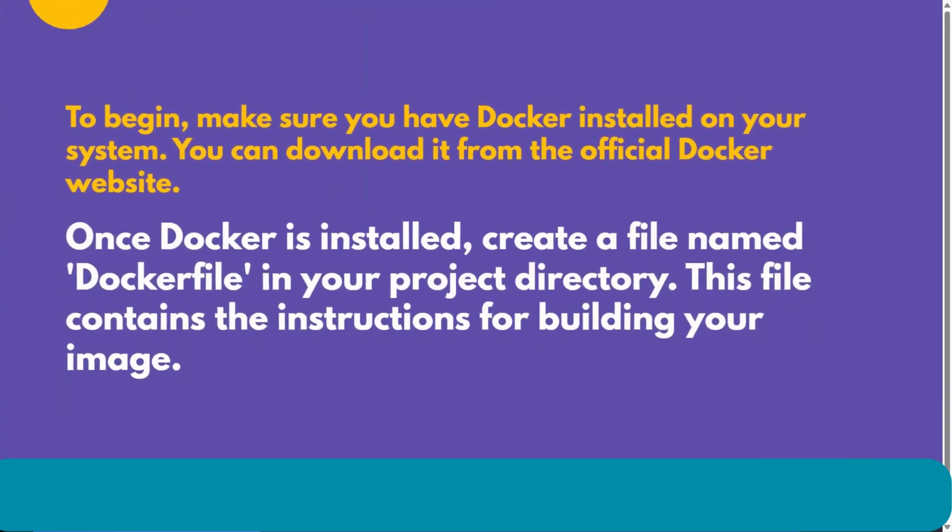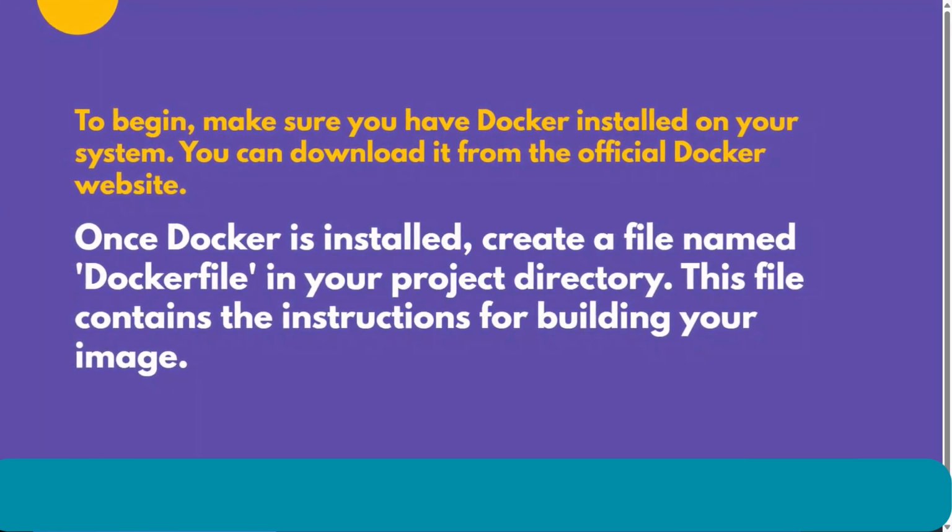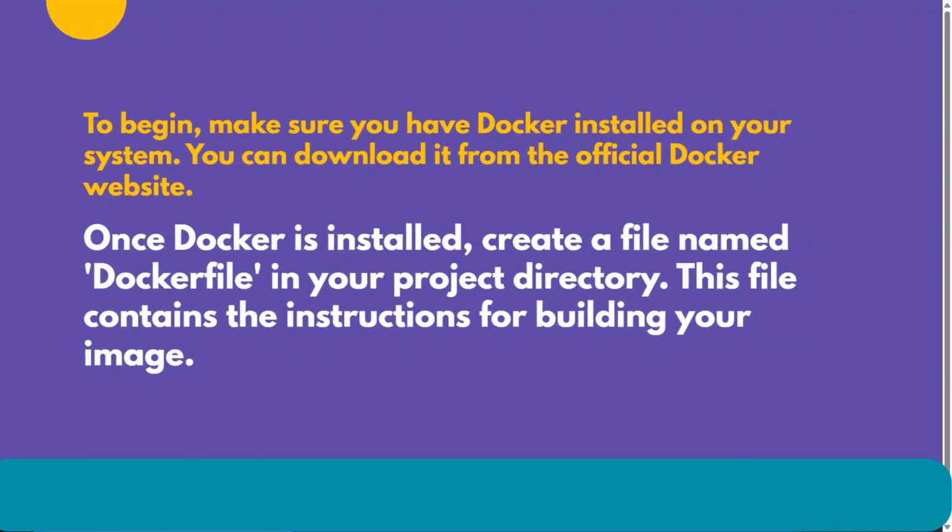To begin, make sure you have Docker installed on your system. You can download it from the official Docker website. Once Docker is installed, create a file named Dockerfile in your project directory. This file contains the instructions for building your image.